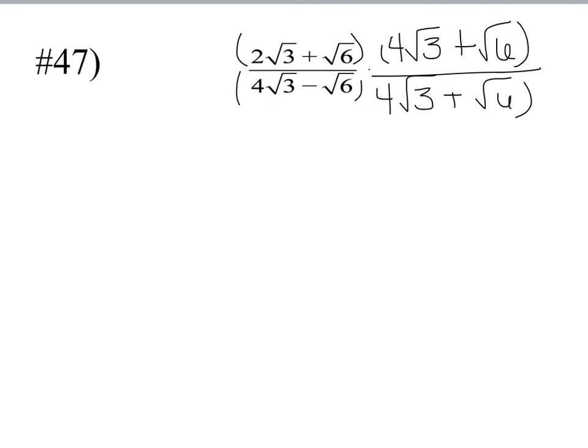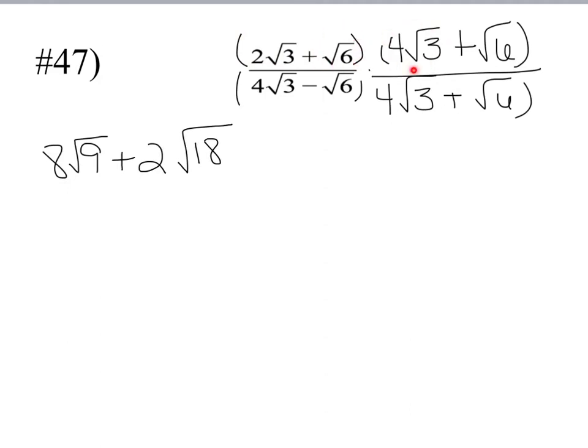Alright, you're going to have to double distribute the numerator. So I'm going to do 2 square root of 3 times 4 square root of 3. Remember, I multiply the coefficients first, so 2 times 4 is 8. And then I multiply the radicals. So square root of 3 times the square root of 3 is the square root of 9. Now you're going to multiply 2 square root of 3 times the square root of 6. So that gives me plus 2 square root of 18.